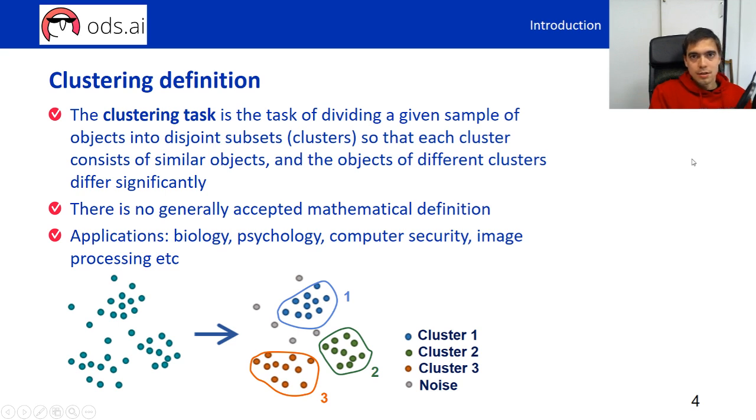Okay, so what is the clustering task? This is the task of dividing a given sample of objects into disjoint subsets or clusters, so that each cluster consists of similar objects, and the objects of different clusters differ significantly. This problem doesn't have a generally accepted mathematical definition, but it occurs in many life domains. For example, in biology, in psychology, in image processing, and computer security, and also in many others.